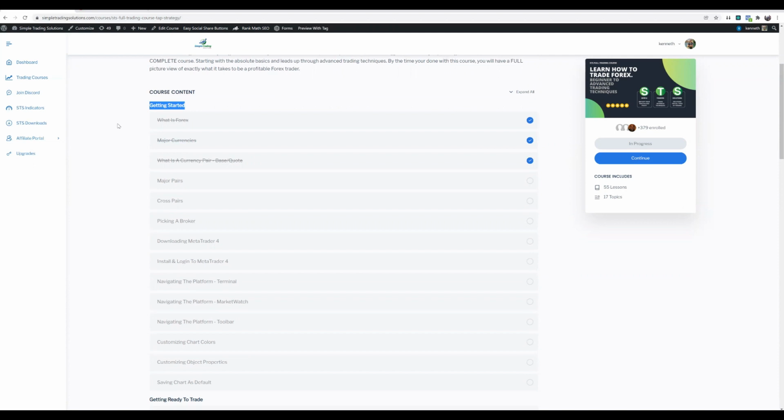If you are an experienced trader, I'm sure that you're going to learn a few tricks and tips that you did not know. Some of the ways that you can navigate through MetaTrader 4, hotkeys, being able to customize certain chart objects and things like that. So this is a great course.